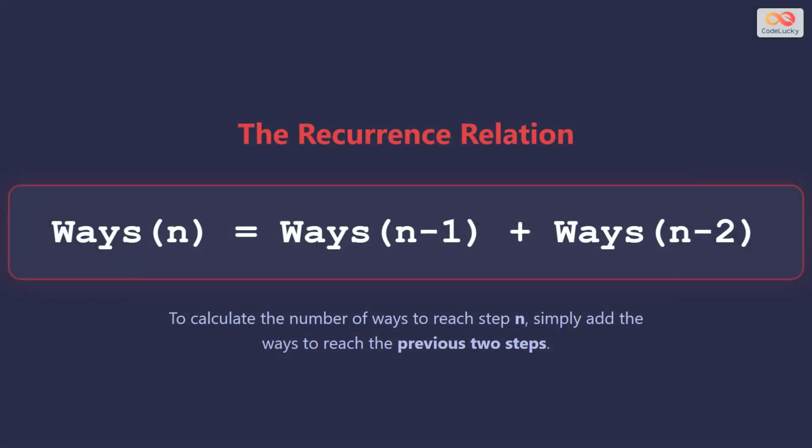This leads us to our mathematical formula, or recurrence relation. The number of ways to reach step n is equal to the number of ways to reach step n-1, plus the number of ways to reach step n-2.